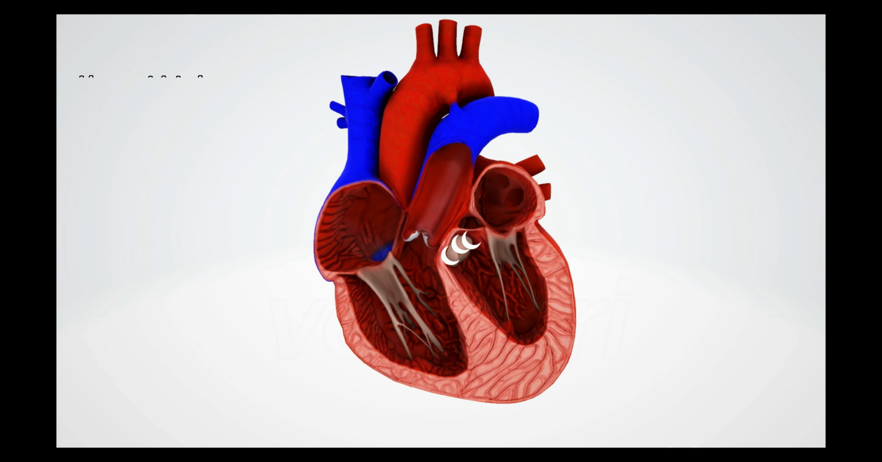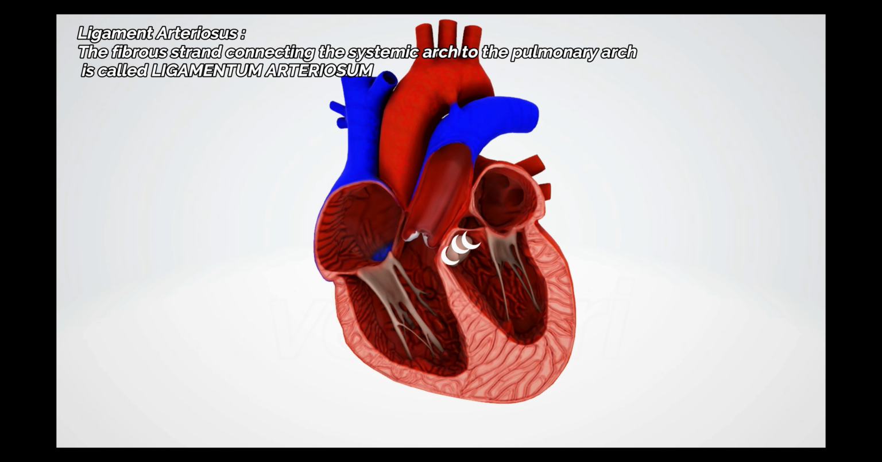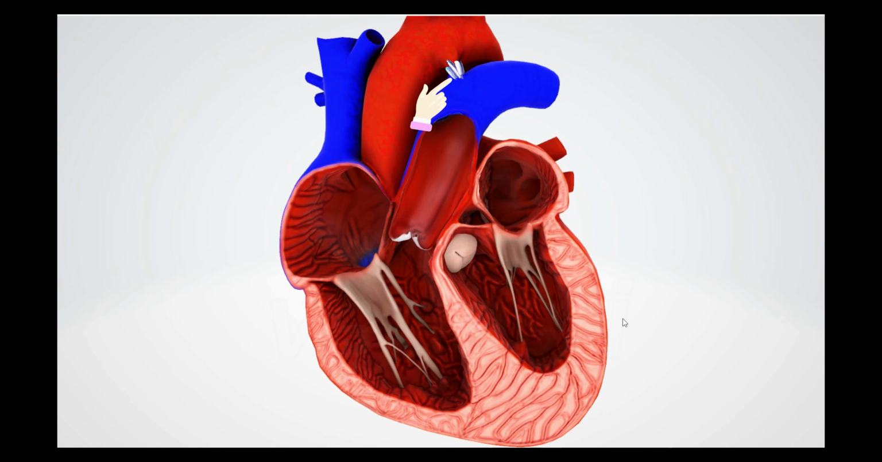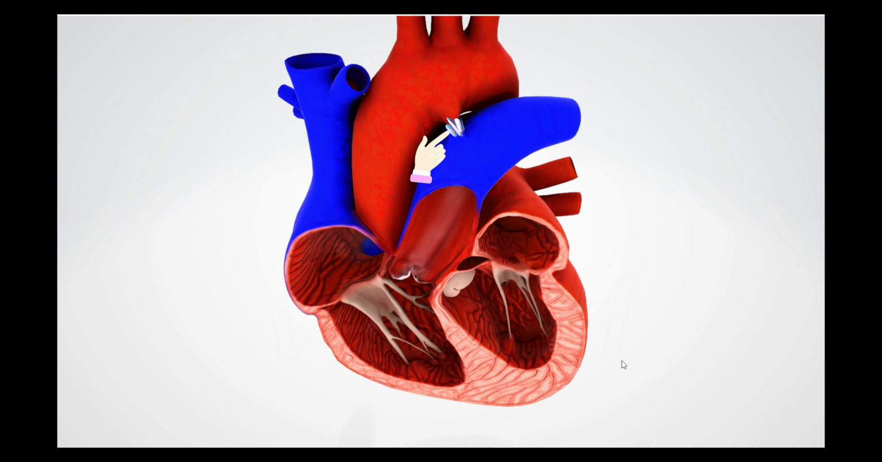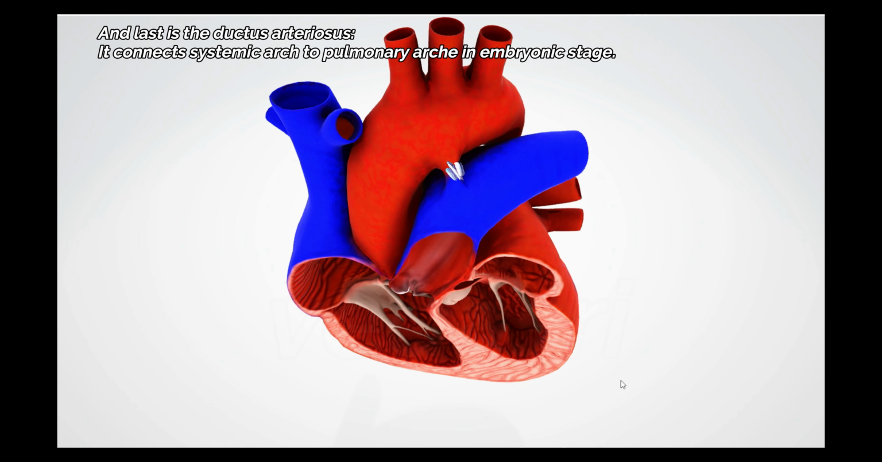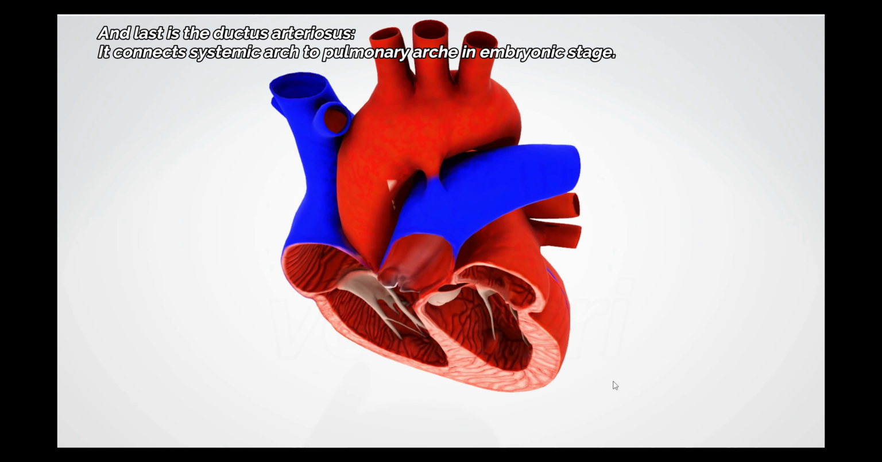21. Ligamentum arteriosum. The fibrous strand connecting the systemic arch to the pulmonary arch is called the ligamentum arteriosum. 22. And last is the ductus arteriosus. It connects the systemic arch to the pulmonary arch in the embryonic stage.